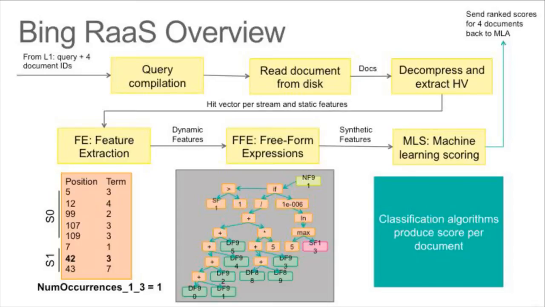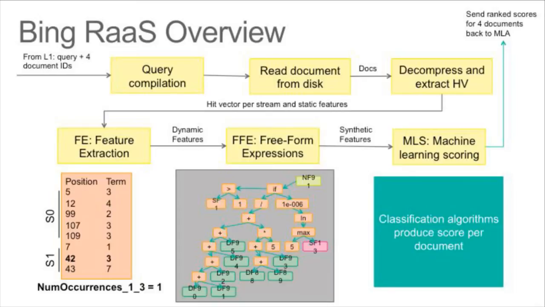And then once you have that, that's called a hit vector, and you give the hit vector to these last three stages here. One's called feature extraction, where you pull thousands of dynamic features out of the document that are used to drive the machine learning engine. I'll talk more about those in a moment. The second is freeform expressions, where you take those features and you compute some synthetic features by mashing them up. You know, take the natural log of feature 7 and add 2 and divide by feature 3, and that's a new synthetic feature. And then you take that big bucket of thousands of dynamic features and thousands of synthetic features, and you feed that to a machine learning algorithm, which will produce the final score.